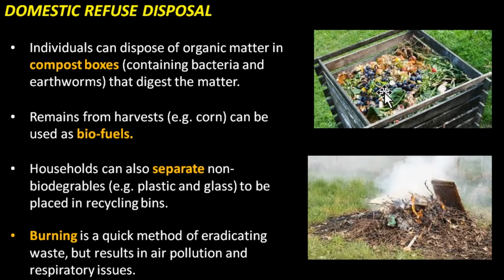This is just if you're getting rid of garbage within your home. Now also the refuse from harvest, for example from corn, can be used as biodiesel or biofuels. Households can work to separate non-biodegradables, for example plastics and glass, from their biodegradables so that they can be placed in recycling bins. Of course, combustion or burning is a quick method of eradicating waste, but this results in air pollution, carbon emissions, and respiratory issues.